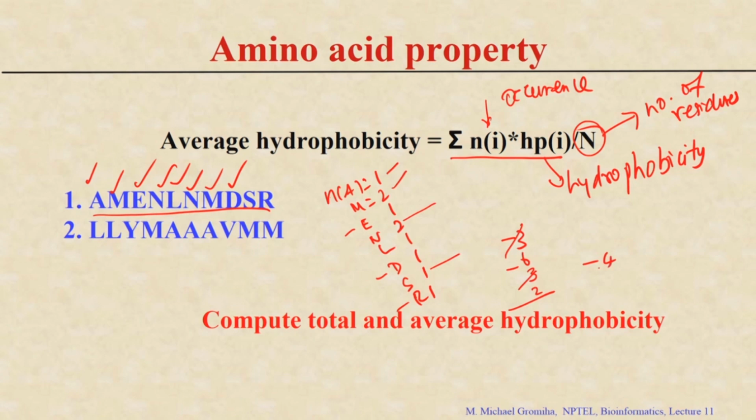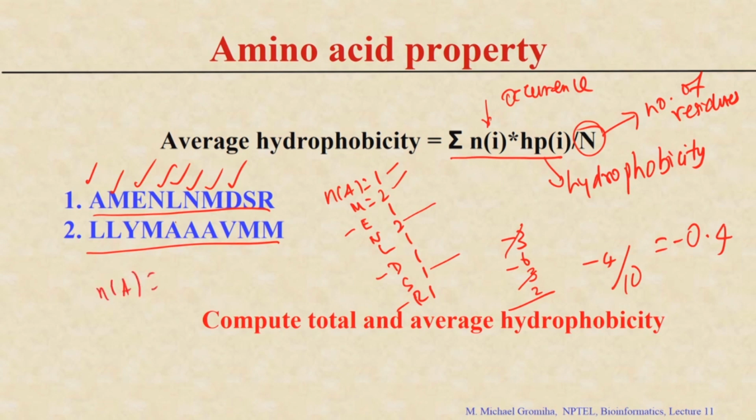-4. So, we take the first sequence and apply the same equation. This 4 is the total value. If you want the average, 4 divided by 10 residues, this is equal to minus 0.4. We take the second sequence; here, how many times A?